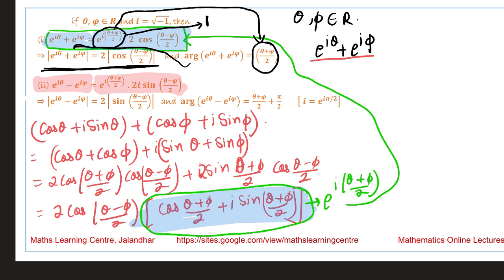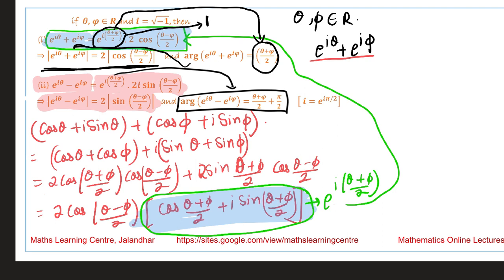Similarly, we can apply the formulas over here for cos theta minus cos phi and sin theta minus sin phi, and we obtain that the values in this form: mod of e raised to power iota theta minus e raised to power iota phi is equal to 2 times mod of sin of (theta minus phi) by 2, and the value of argument we have over here is equal to (theta plus phi) by 2 plus pi by 2. We are talking about this value over here.